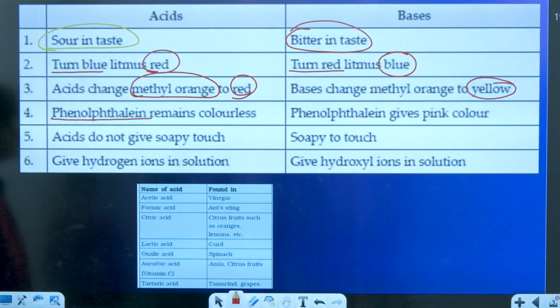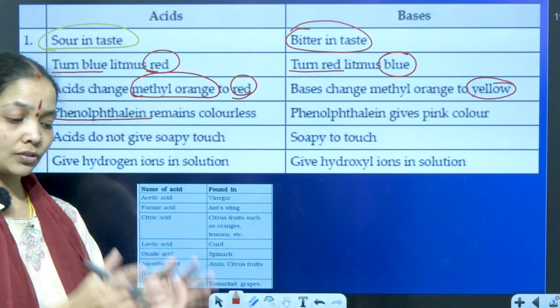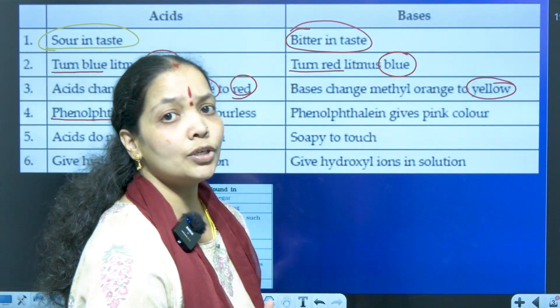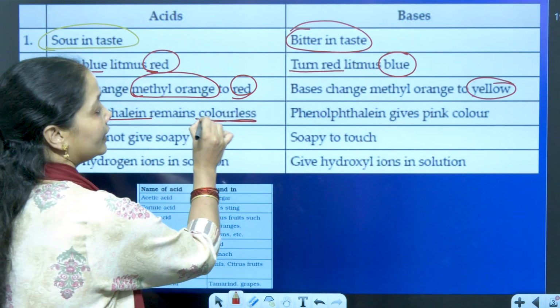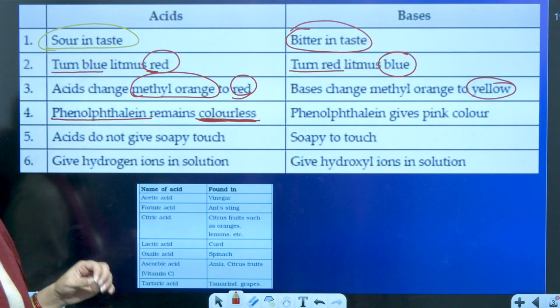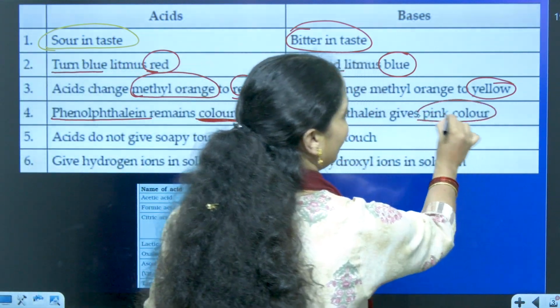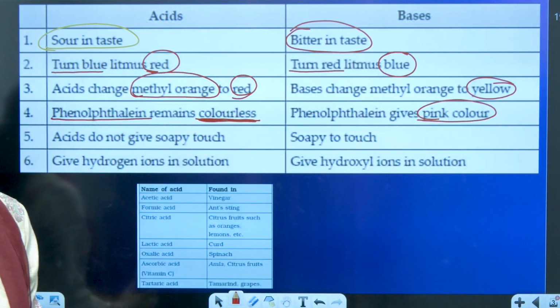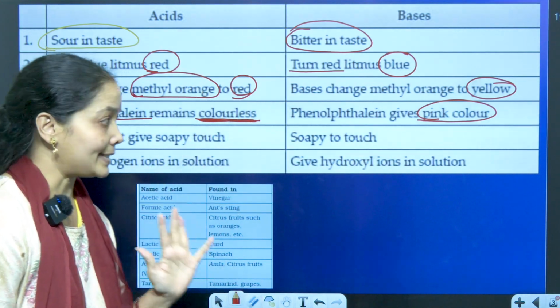Phenolphthalein is basically a colorless solution. If that indicator is dropped inside the solution given to you and the solution remains colorless, it will be an acid. In acids, phenolphthalein will not change any color, but in bases it will turn to a pinkish color. If the solution is turning pink, then it's a base. If it is remaining colorless, it will be an acid.